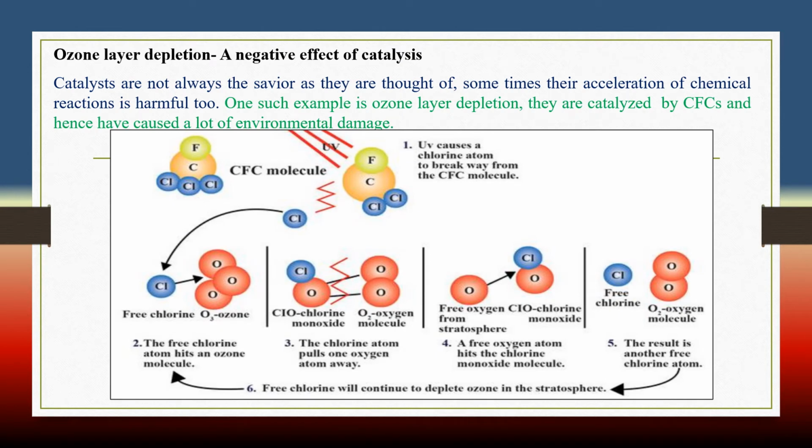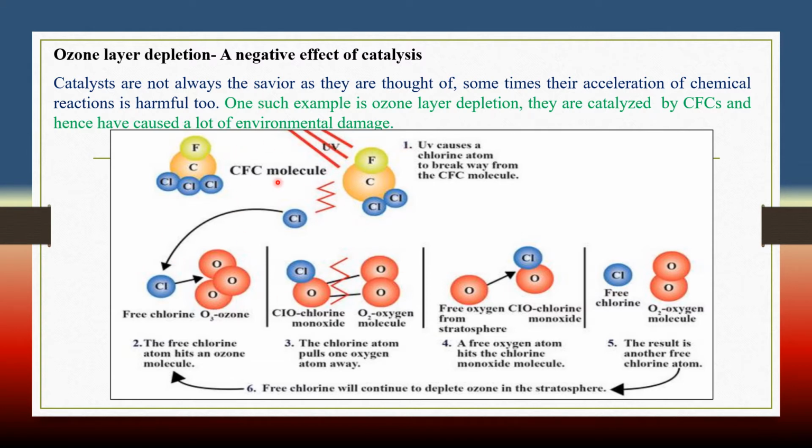Ozone layer depletion, which is a common one, is a negative effect of catalysis. Every time we talk about a catalyst, it is to enhance the rate of reaction and give more good product. But when we are talking about ozone layer depletion, catalysts are not always the savior as they are thought of. Sometimes their acceleration of chemical reaction is also harmful. One such example is ozone layer depletion. It is catalyzed by chlorofluorocarbons and hence has caused a lot of environmental damage.